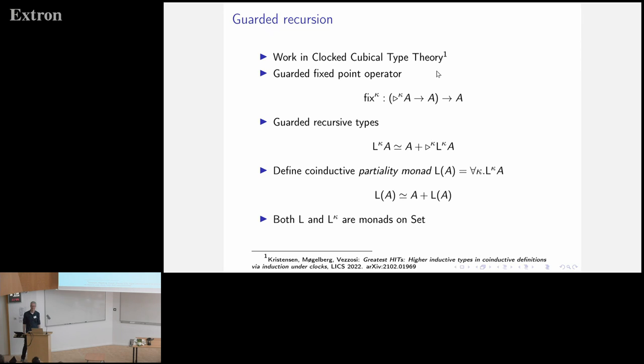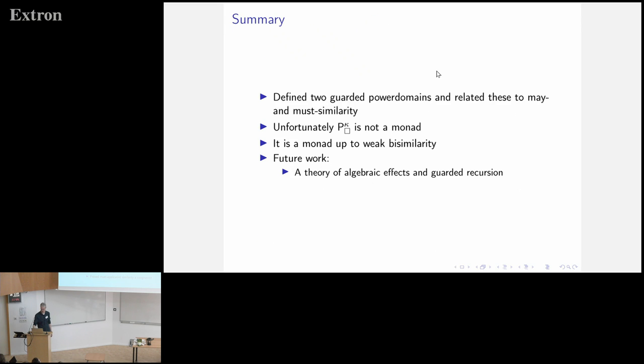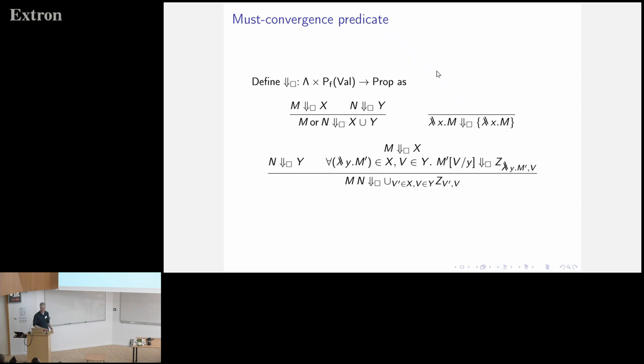Thanks. Very quick question. Could you just say again, what's intuitively the difference between may and must convergence? Well, it's this rule here, which I went over quite quickly. Up here for the must, for M or N to converge, it must be the case that both M and N converge, right? So you're sort of running all branches, and only when all branches have terminated will you compare things.